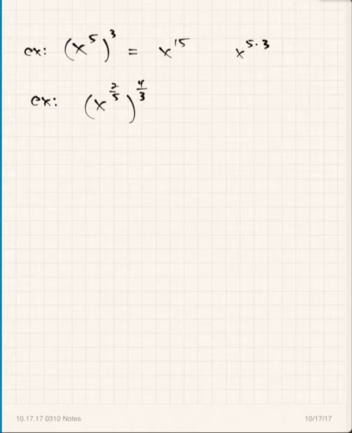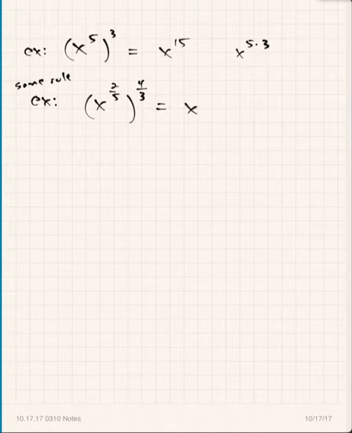Now, I always give a problem very similar to this on a test. Always do. And this material will be on your exam too. So expect a problem that's very much like this one right here. It's the same rule, isn't it? Right? You multiply the exponents. So this is the same rule.